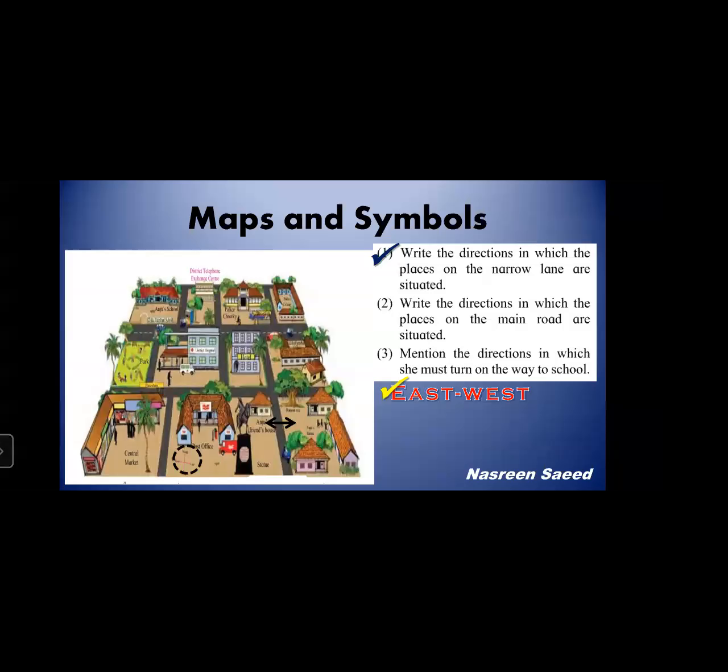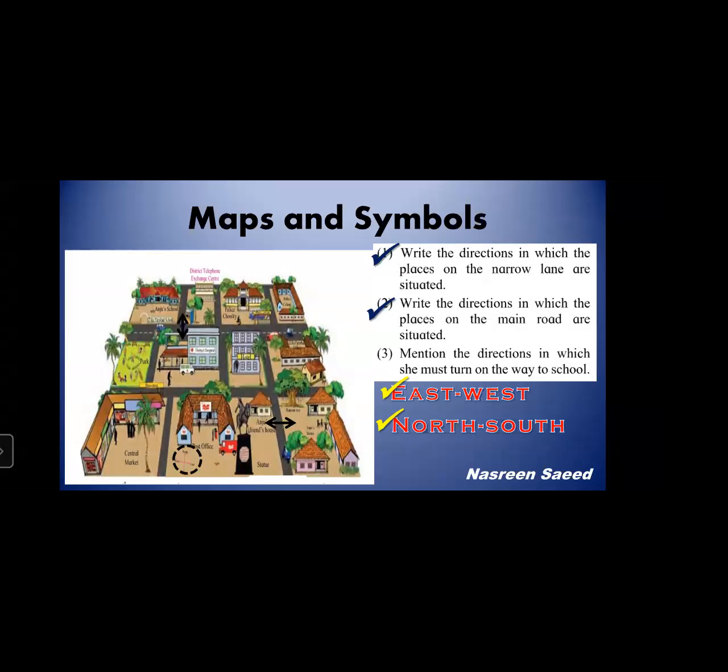The second question, directions in which the places on the road are situated. Which is the main road? This is the main road. We have the small gully and then the main road, so this is the road which she crosses to go to her school. Now, which direction is this? Can you make out the direction? Yes, it is north-south. Based on the compass, you can understand that it is north-south.